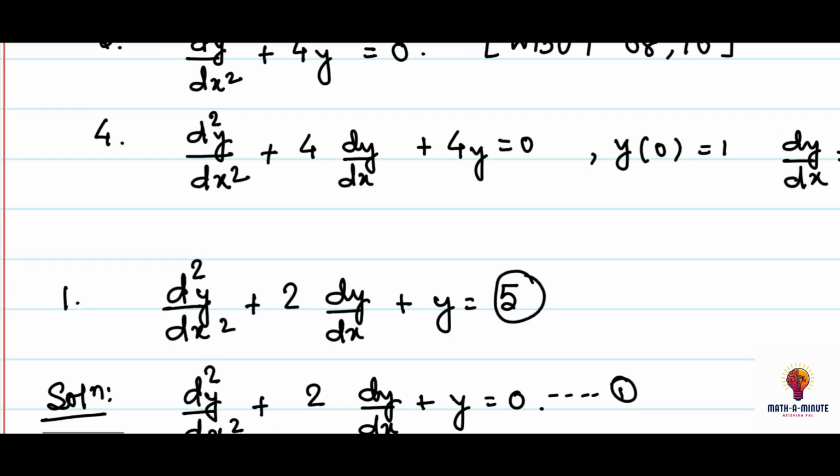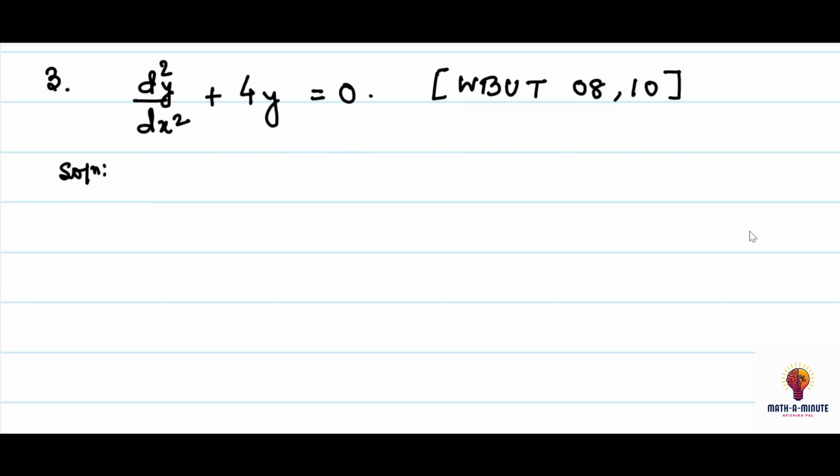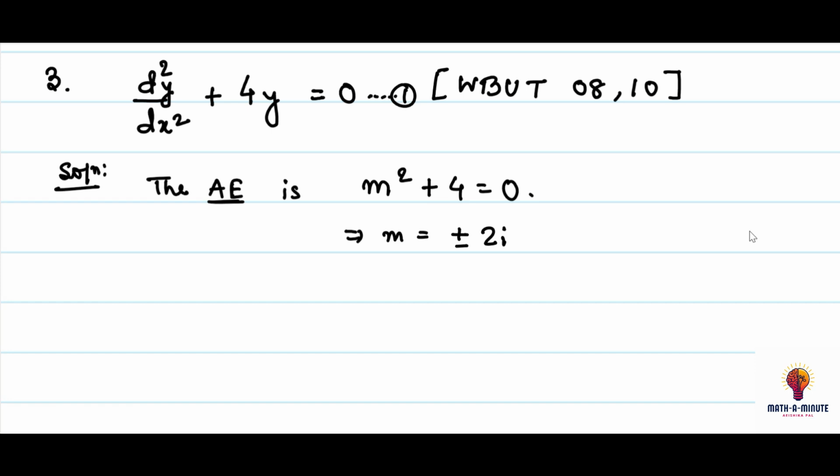So you can pause this video and try to solve problem number 3 as well as problem number 4. Similarly, if we consider y equals e to the power mx is the trivial solution of the given differential equation, then the auxiliary equation, properly written, will be m square plus 4 equals to 0. So the roots are plus minus 2i. Here we get complex roots.